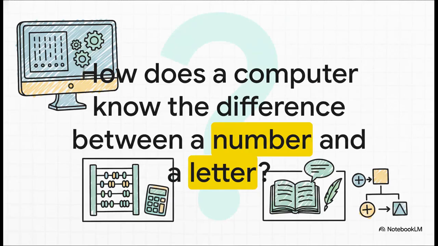So let's start with a really simple question. When you type the number 5 or the letter A into a program, how does the computer have any idea what to do with it? How does it know that you can do math with the 5, but you can't really do math with the A? Well, the answer to that question is all about data types.